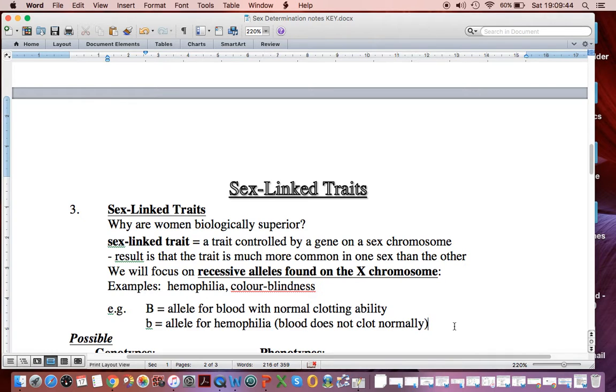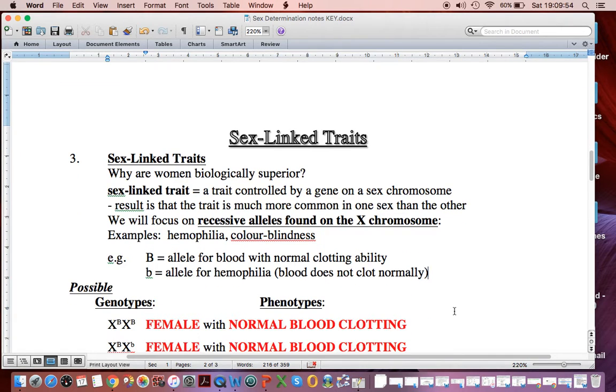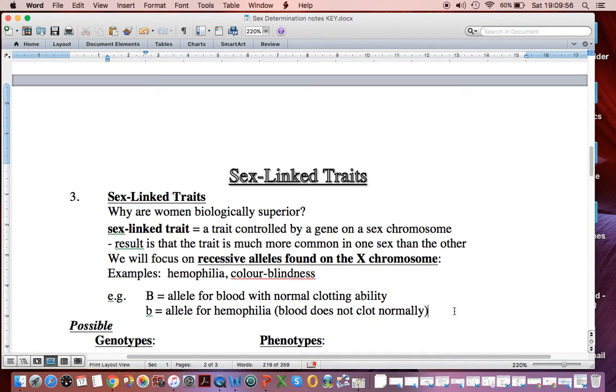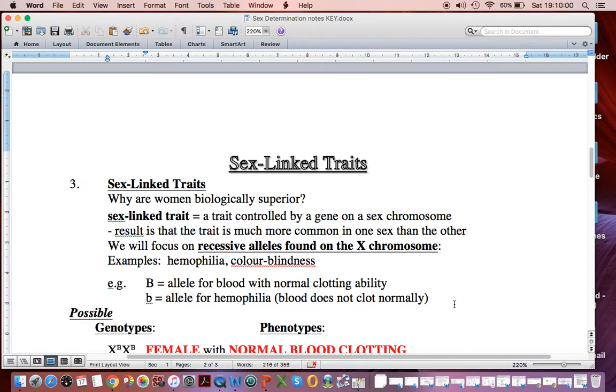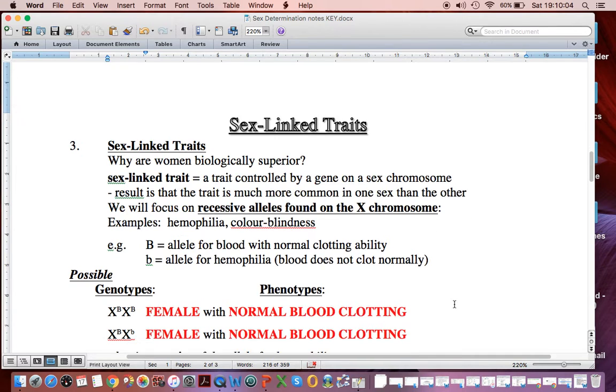So hemophilia is a real worry because if you get a cut and you don't have a clotting mechanism, potentially you could bleed to death. And the same for internal bleeding, which is bruising. So someone with hemophilia is going to have to be very careful. One way they treat it is they do blood transfusions. So let's look at our possible genotypes and phenotypes.